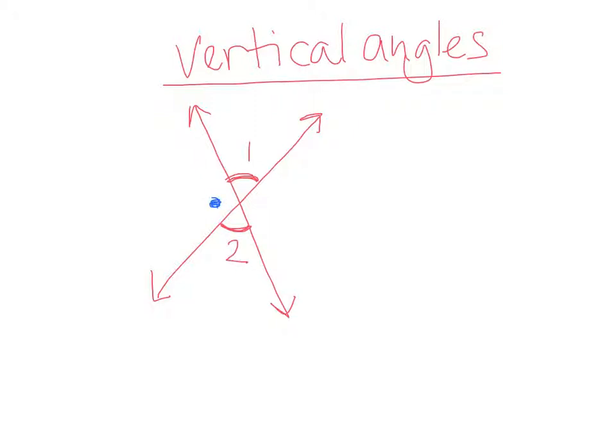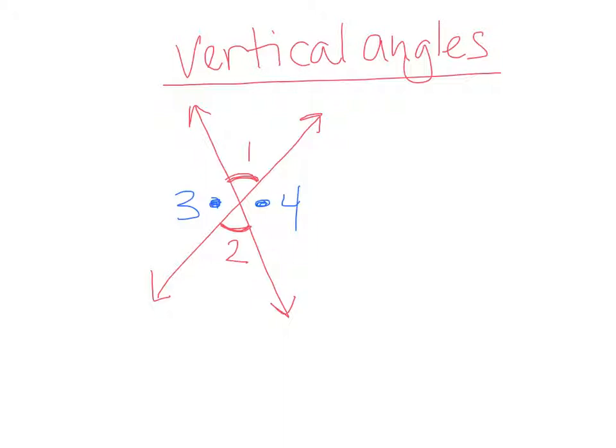Similarly, 3 and 4 are vertical. Okay? You don't need to know the definition written out, but you do need to recognize the picture. Okay? So it's the two angles that aren't adjacent when two lines intersect.